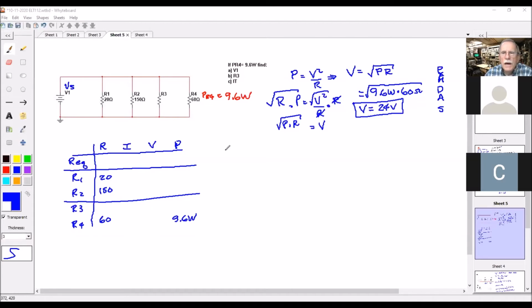Okay. Any questions on how we found the voltage? And V1, remember, in a series circuit, that's equal to V2, parallel circuit equal to V3, parallel equal to V4, and also equal to V sub S.